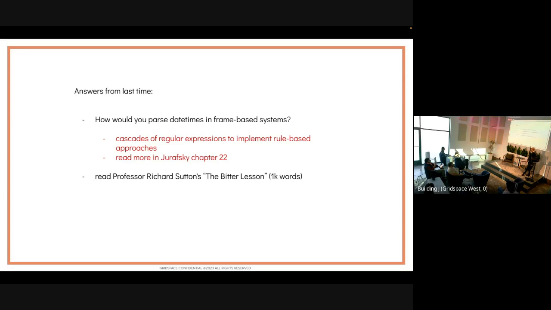And answers from last time. How would you parse date times in frame-based systems? Cascades of regular expressions to implement rule-based approaches. You can read more in Jurafsky chapter 22. Read this. That is the answer.